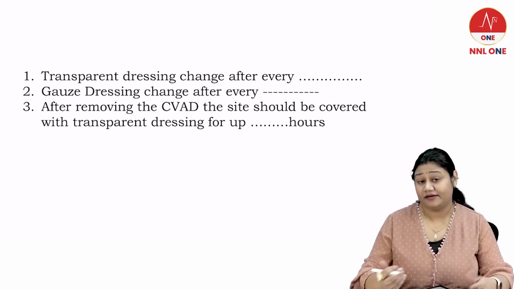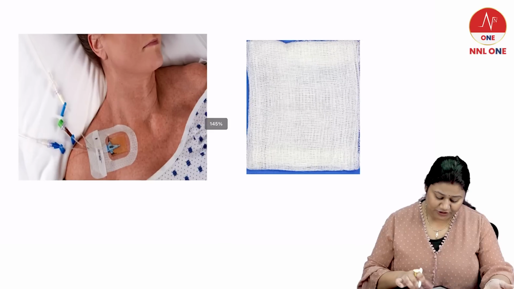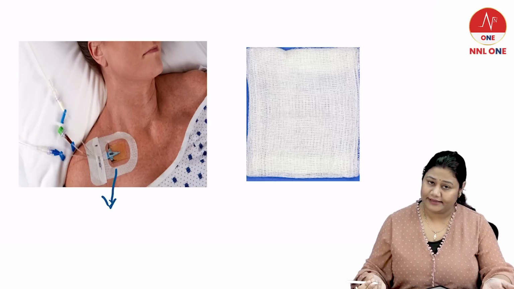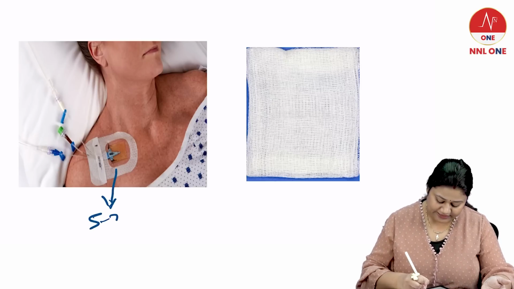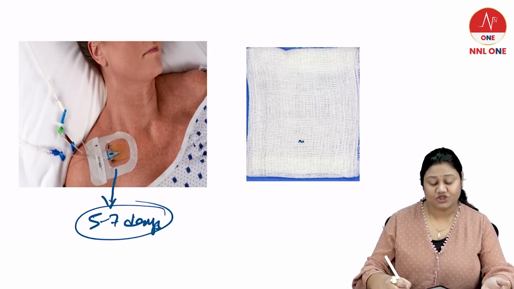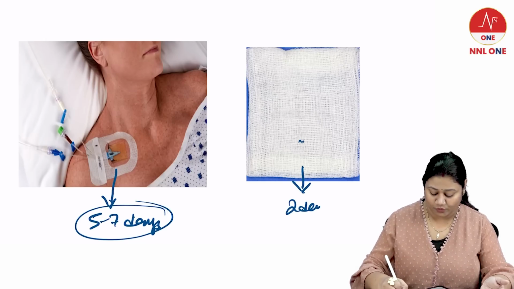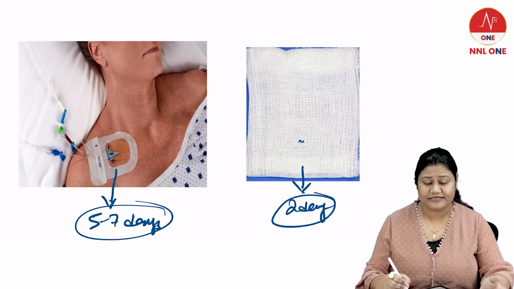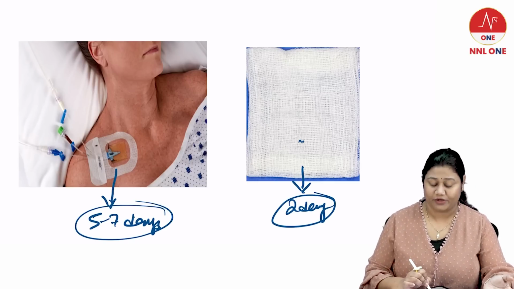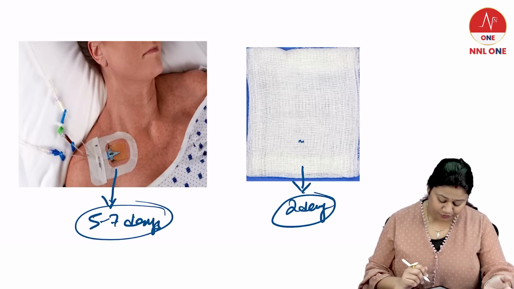Now the dressing part. If your patient has a transparent dressing like this, how frequently do you have to change it? It is 5 to 7 days, or when it gets soiled, right? If your patient has such a gauze dressing, then every 2 days you have to change it, because if gauze is present, you cannot visualize the site to see whether any sign of infection is happening or not, right? This is what you need to remember.